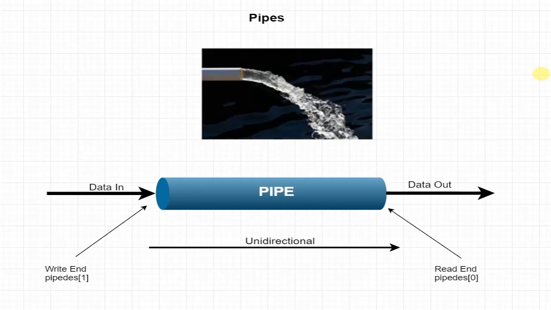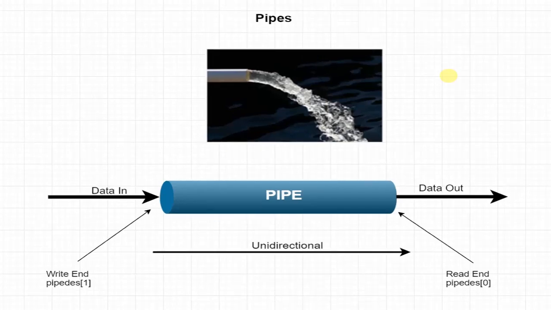As a physical pipe can carry the water in a single direction rather than bidirectionally, similarly the Linux pipe can carry the data in a single direction. So a single pipe is unidirectional, with two ends, one for the read end and the other for the write end. We describe the two ends of the pipe with the name pipe descriptor, so we call it the pipe DES. There are two things in the pipe descriptor. One is the read end, which is pipe descriptor of 0, and the other is the pipe descriptor of 1, which is the write end.